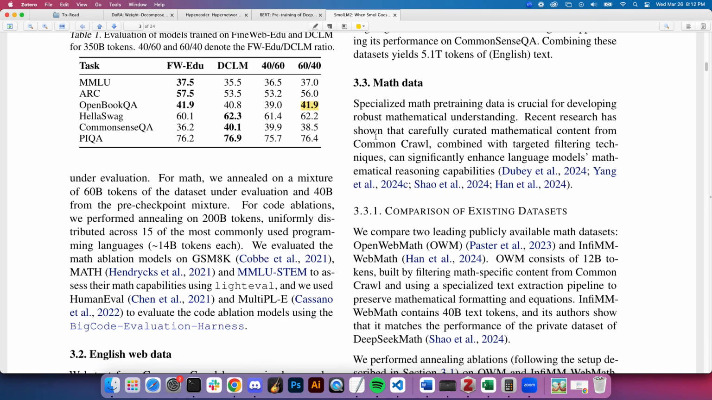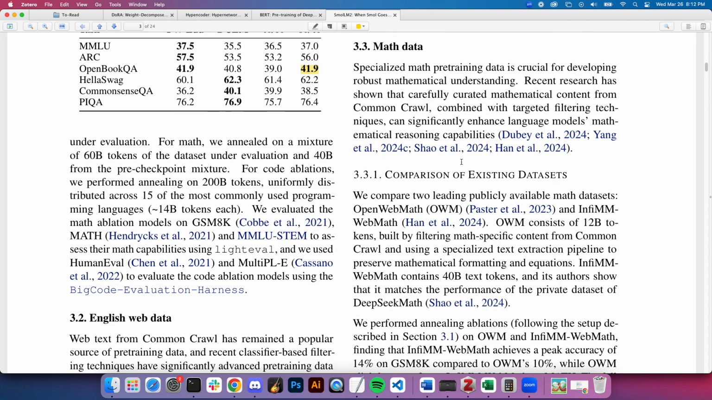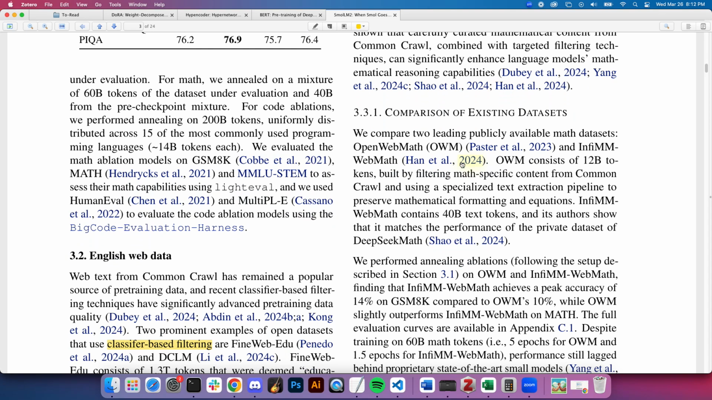Then they have math data. Recent research has shown that carefully curated mathematical content from Common Crawl combined with targeted filtering techniques can significantly enhance language models' mathematical reasoning capabilities. Yeah, I think nothing more to be said about that.